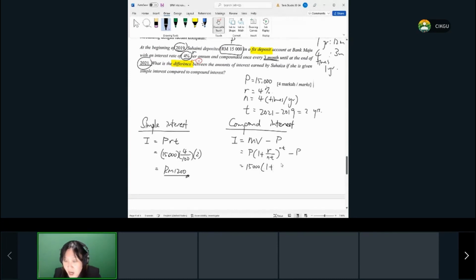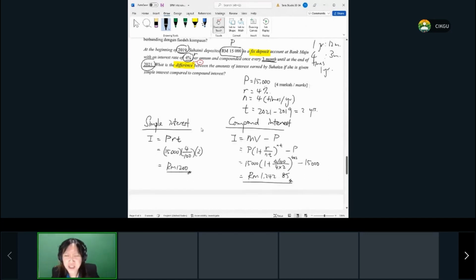1 plus R. Don't forget 4%, you still need to change this to 4/100, so I put 4/100 here. And 4 times in a year, so 4. n times t is 4 times 2, minus 15,000. This one you can actually press the whole thing in your calculator. Okay, I get 1,242.85, guys.